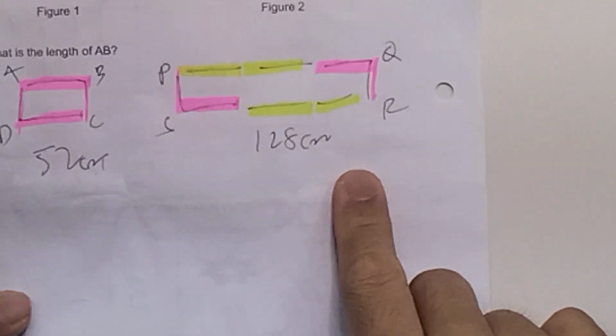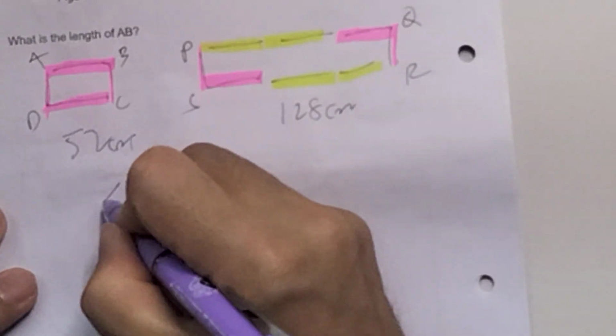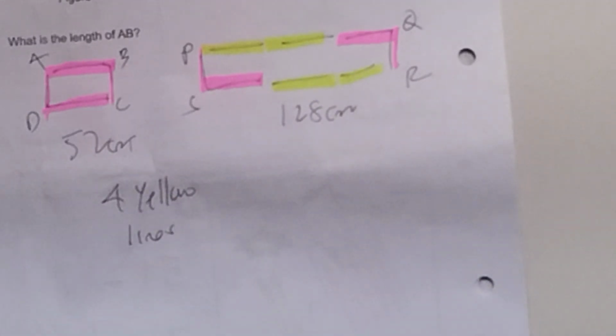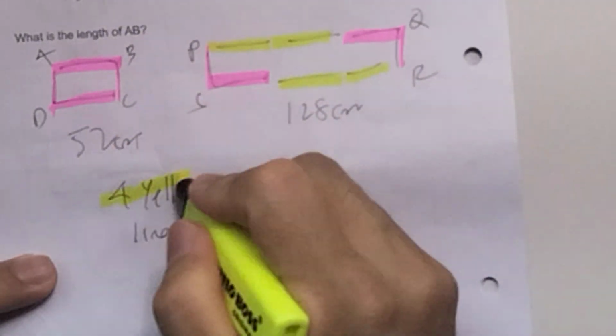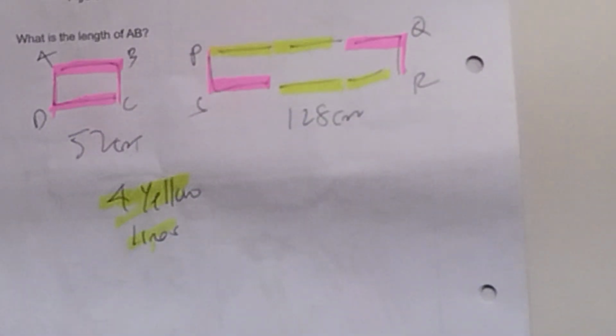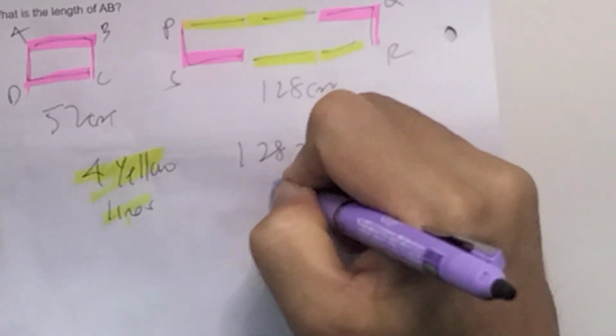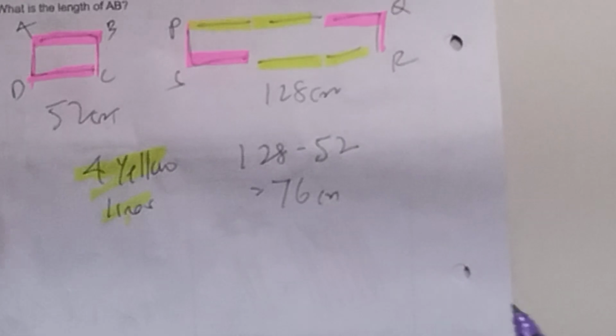To find the 4 yellow lines, these are the 4 yellow lines. My working will just be 128 minus 52, and I'll have 76 cm. That's not the answer yet, but that's very close.